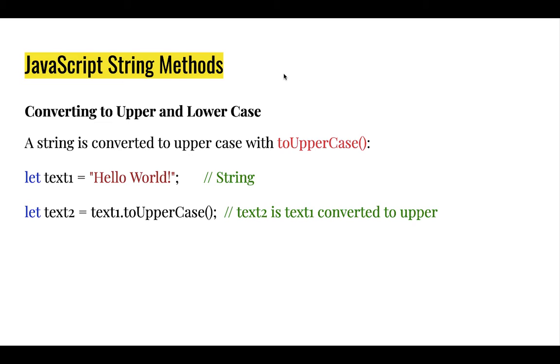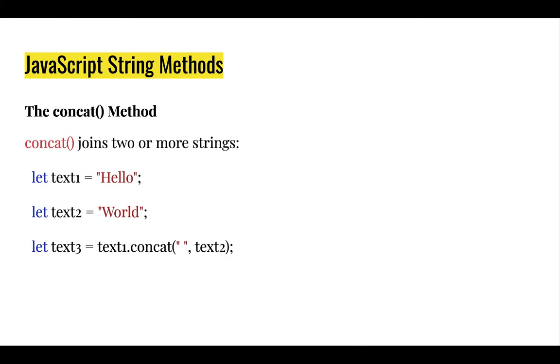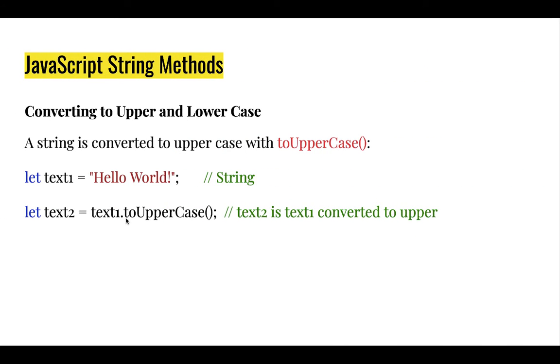A string is converted to uppercase using the toUpperCase method. So you can convert this particular string to capital letters using the dot toUpperCase method. And if you want to convert to lowercase, you just put the variable name dot toLowerCase.